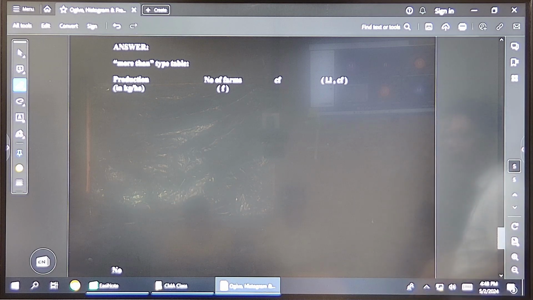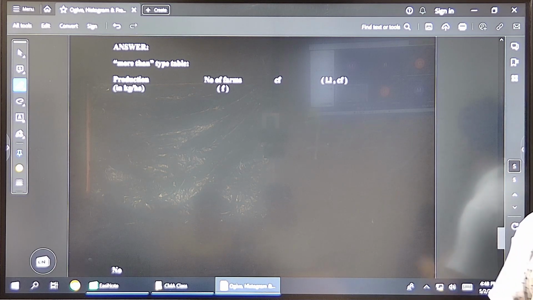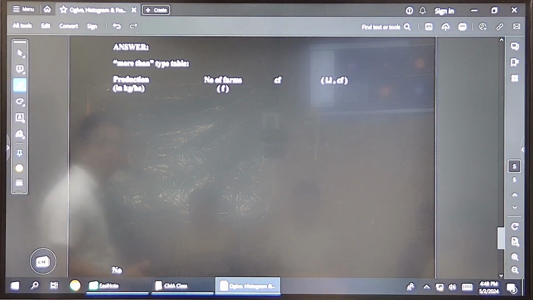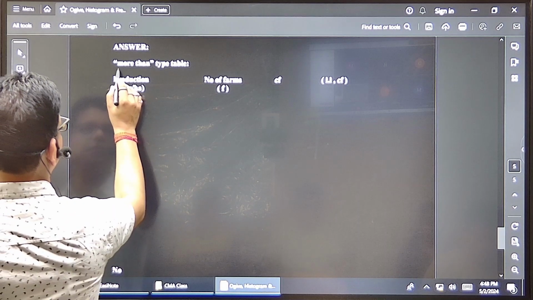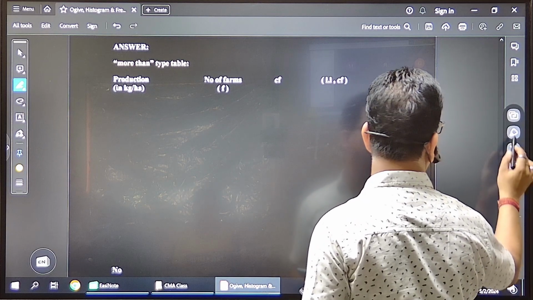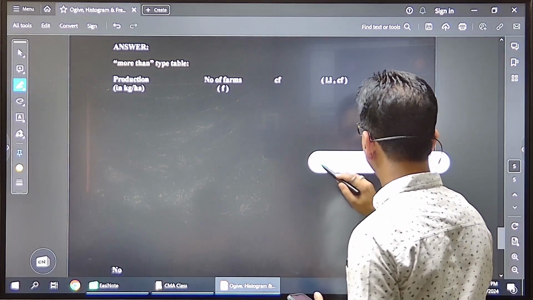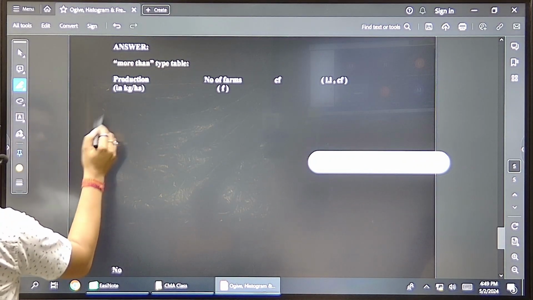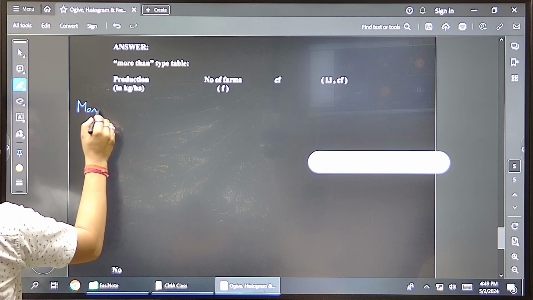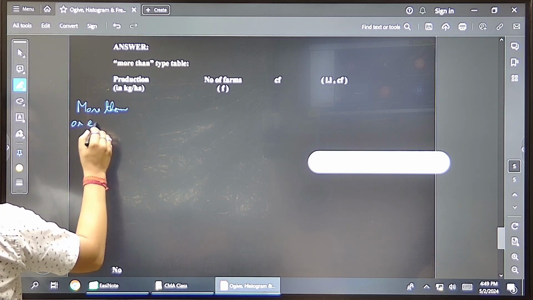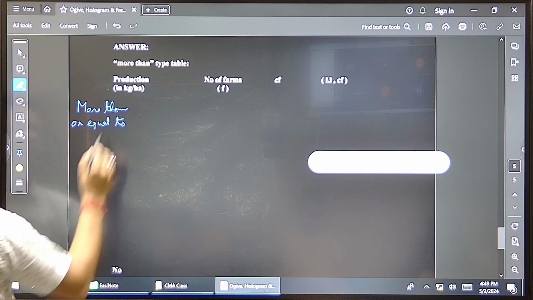This board, if I go back, it gets erased. Now we are going to draw the more than type ogive. Is it okay? Can I start? Now, as I told you, to draw the more than type ogive, what you need to do is write "more than" the lower limit. You can use the symbol also: more than or equal to. We can use this symbol.